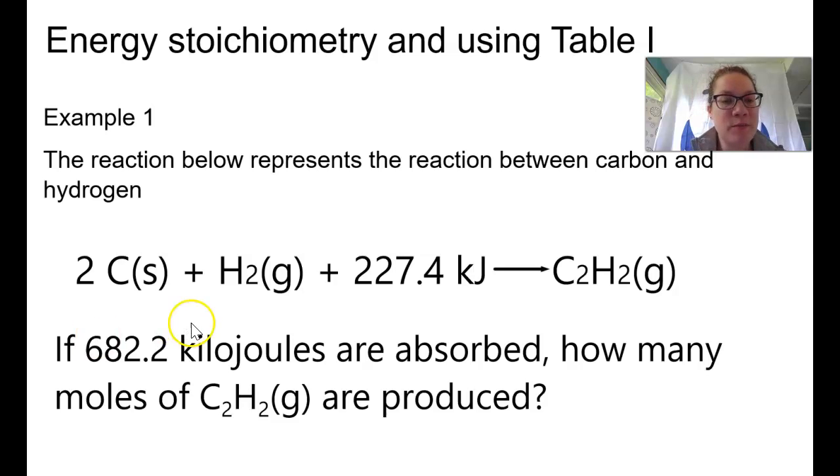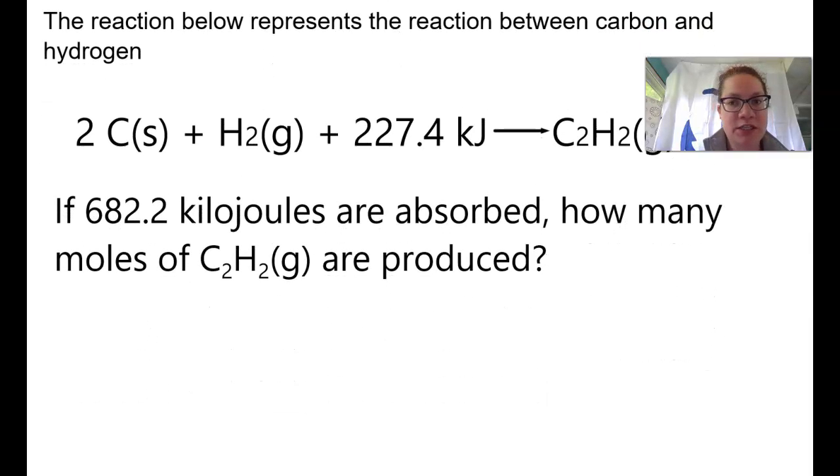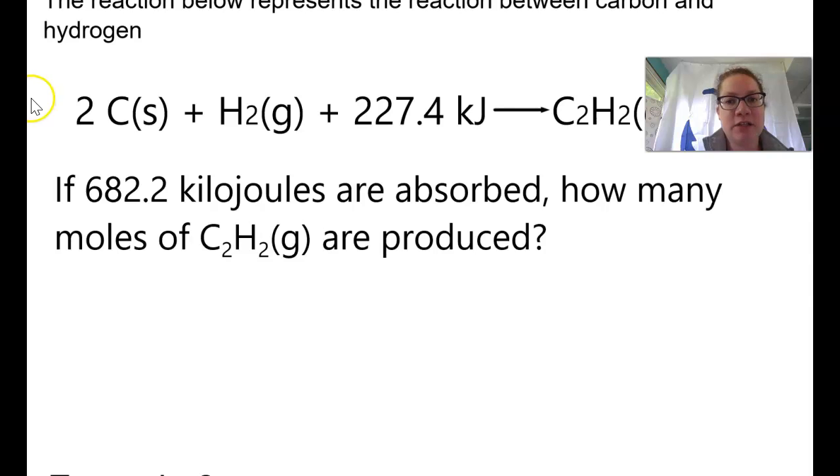So example 1 is that the reaction below represents the reaction between carbon and hydrogen. I took this off of table I, and what you'll see here is that this reaction is endothermic, and for every 1 mole of C2H2 that's produced, we're going to need 227.4 kilojoules of heat. So that's the cost of the reaction. That's how much energy it takes for this reaction to occur.